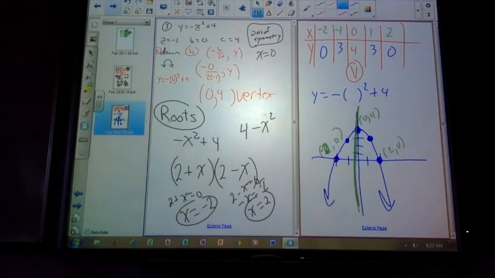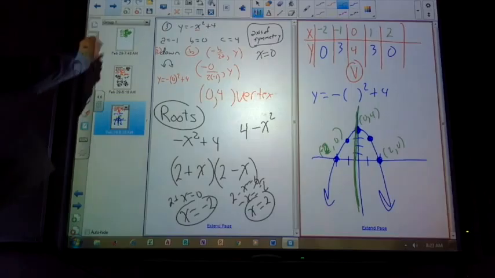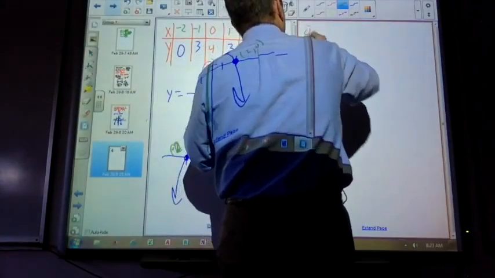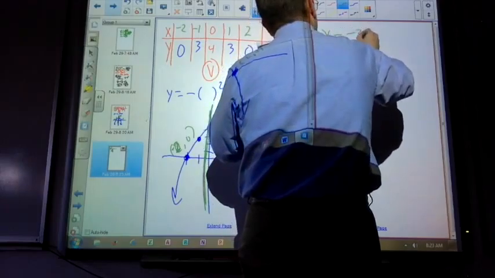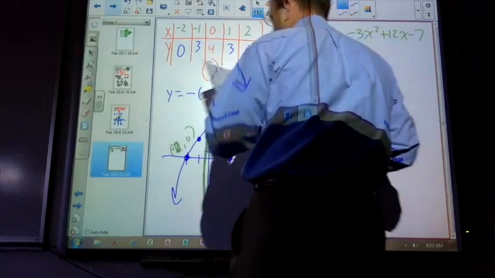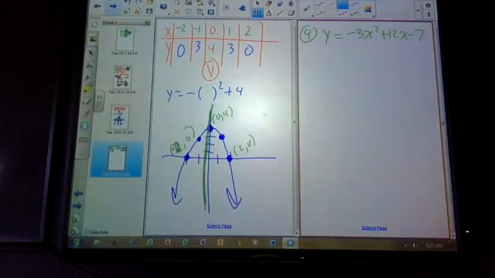Problem number 4. Guys and girls, I hope you're writing this down and jotting any notes off to the side, because I don't pick these up. These could easily be notes for you. Okay.